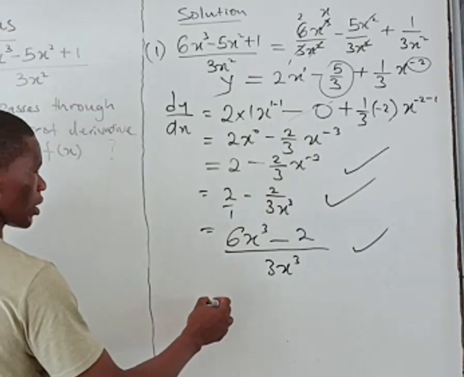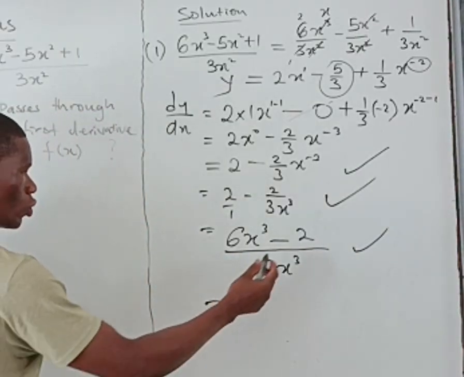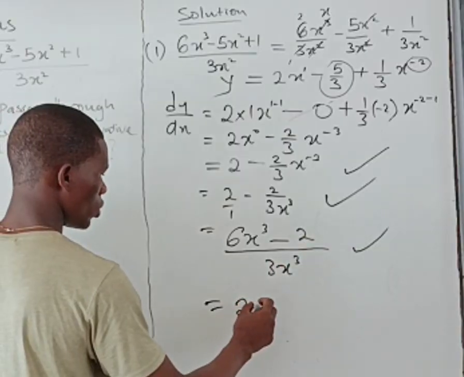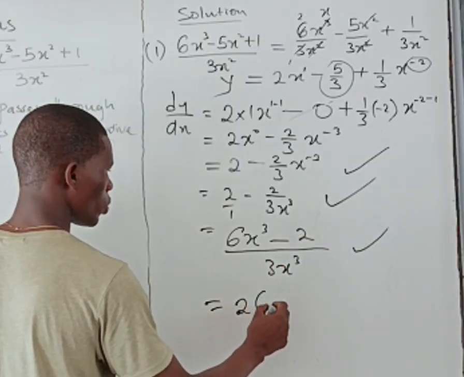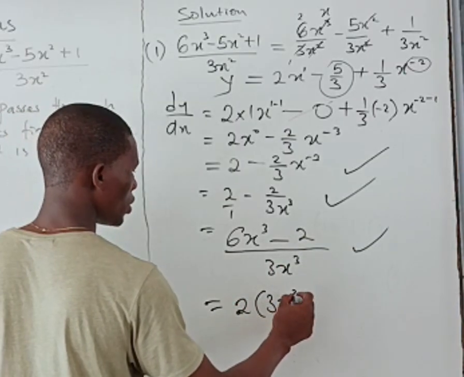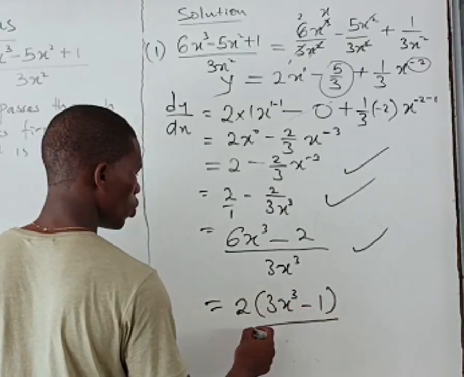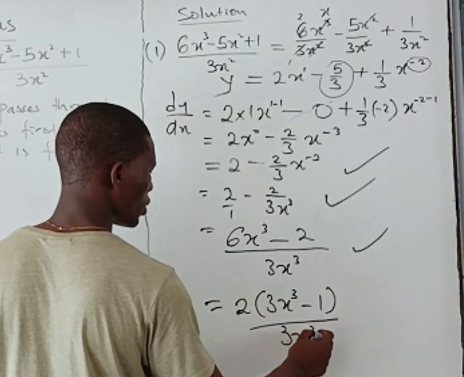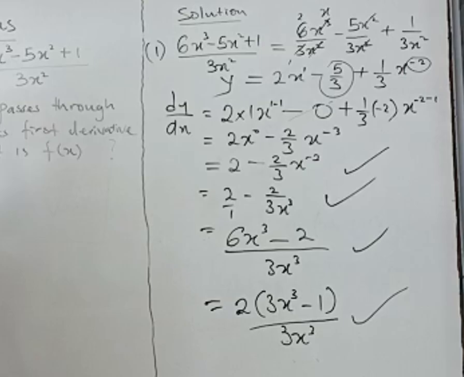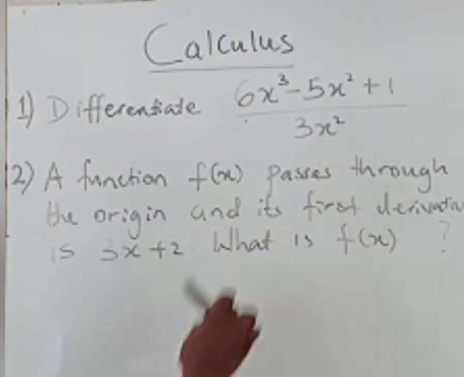You can simplify further, you can factorize 2, it's common to this time. So we have 2 into 3x raised to power 3 minus 1 all over 3x raised to power 3. And this can also be our answer. So that is the derivative for the first question.